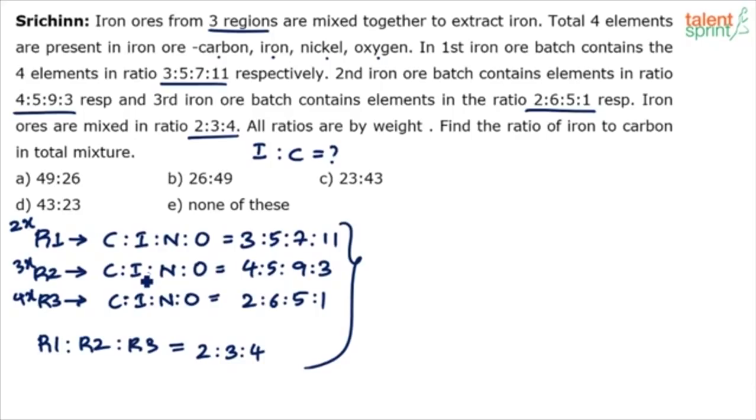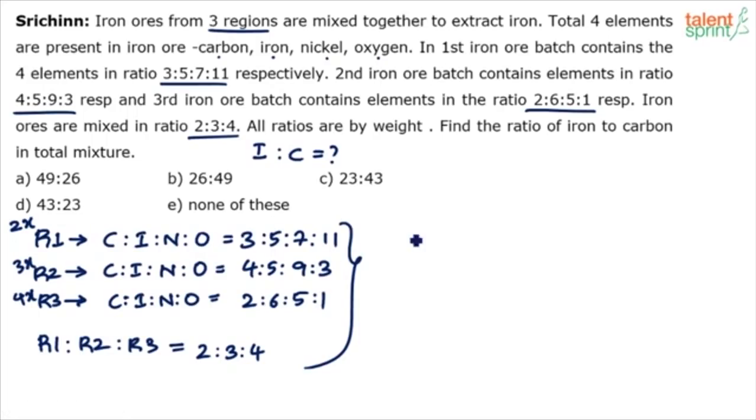What will be the iron in the second region? 5 out of 4 plus 5, 9 plus 9, 18 plus 3, 21. So 5 out of 21 multiplied by 3x. And in region 3, 6 out of 8 plus 5, 13 plus 1, 14. So 6 out of 14 multiplied by 4x. That is the total content of iron in the final mixture. Similarly, take the total content of carbon in the final mixture, take that ratio, and you get the answer.